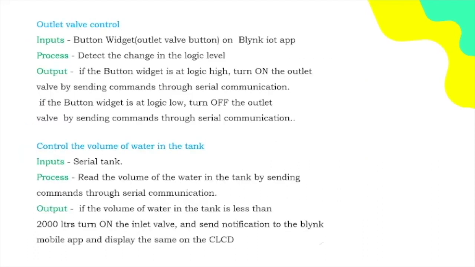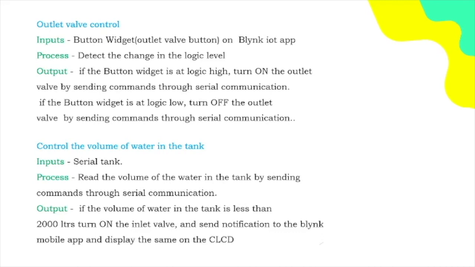After that, let us see the same for the outlet valve. For the outlet valve, the input is the button widget on Blynk IoT. The process is to detect the change in logic level, and the output is if the button widget is at logic high, then turn on the outlet valve, and if the button widget is at logic low, then turn off the outlet valve. After that, the next step is to control the volume of water in the tank.